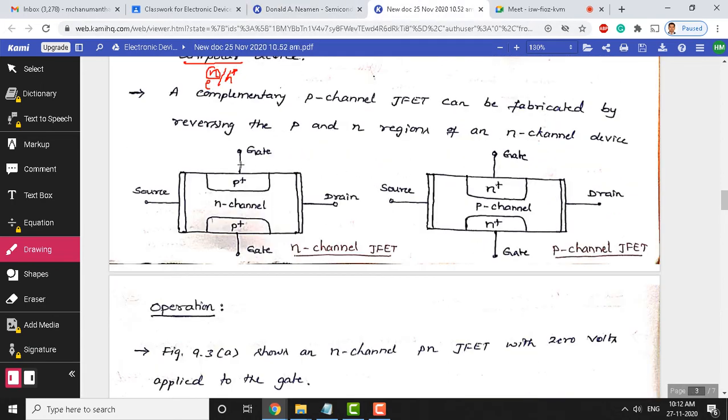You can see the diagram here, which shows both the n channel JFET and the p channel JFET. The gate regions here are p plus in the n channel JFET, and the channel is of n type. Based on the channel we give the name, whether it is an n channel or p channel. In this case, it is an n channel between the two p plus layers, whereas here, between two n plus layers there is a p channel. P channel means there is a p type semiconductor here. So, this is called the p channel JFET, and this is the n channel JFET.